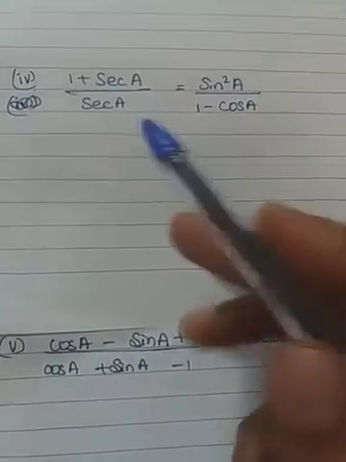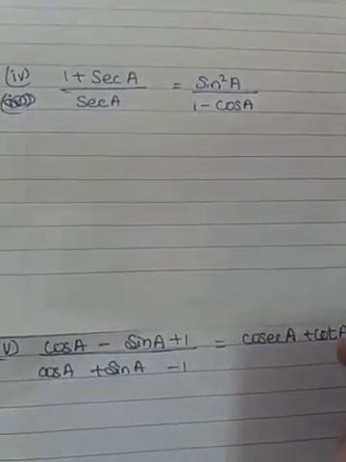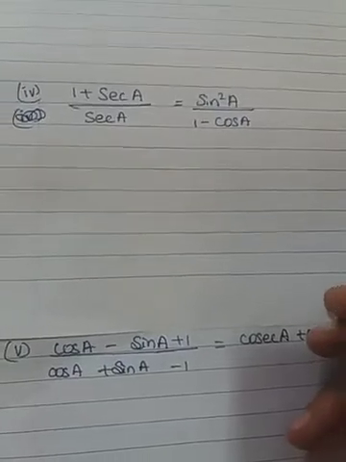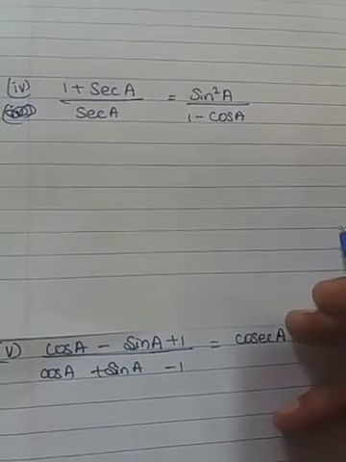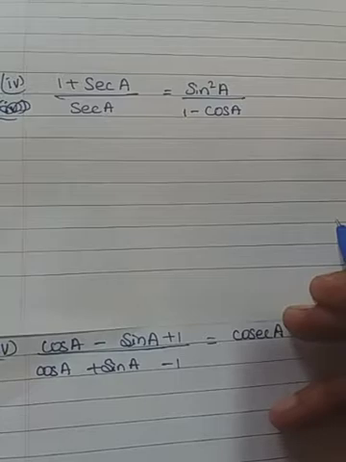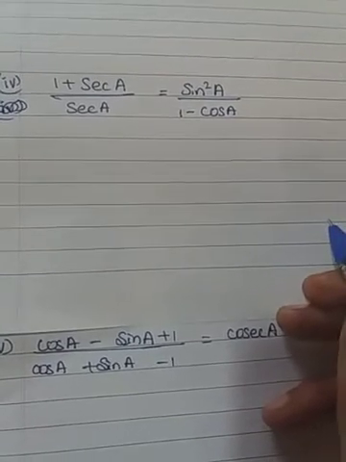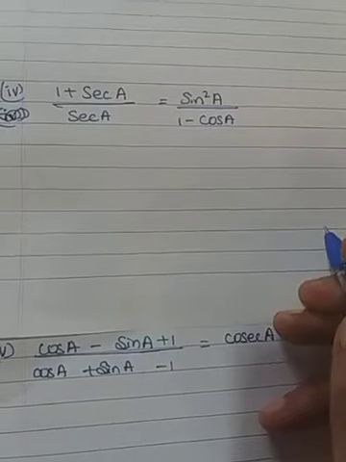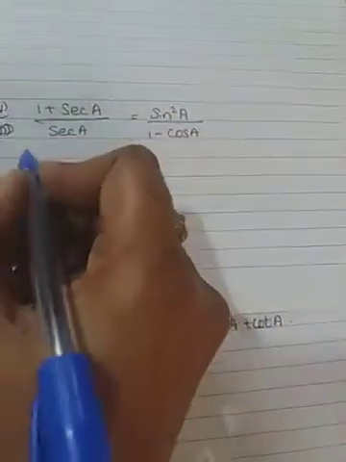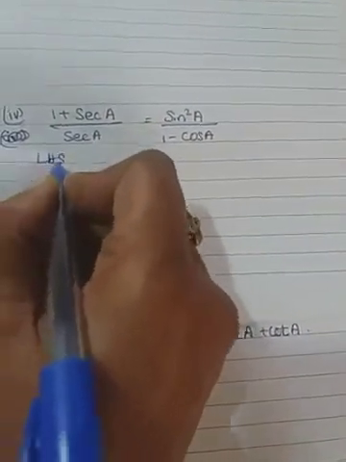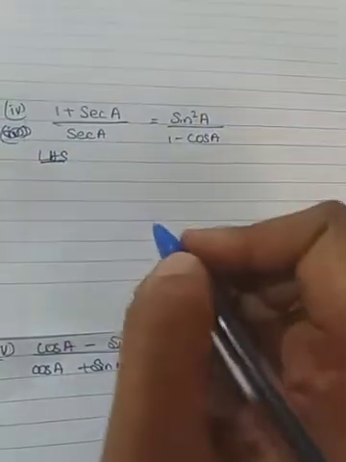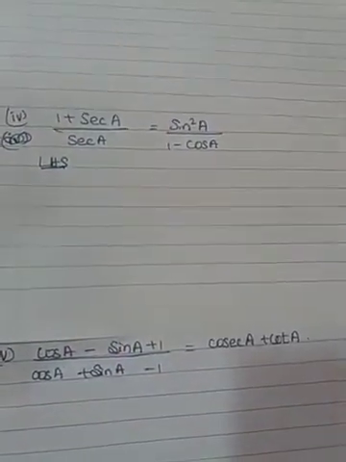Hello students, let's move to the fourth sum in exercise 11.4 in the trigonometry lesson. The fourth sum is (1 plus secant a) divided by secant a equals sine square a divided by 1 minus cos a. That is what we want to prove. To prove it, first we have to take the LHS.